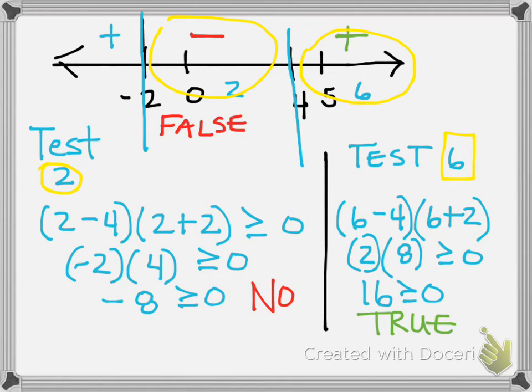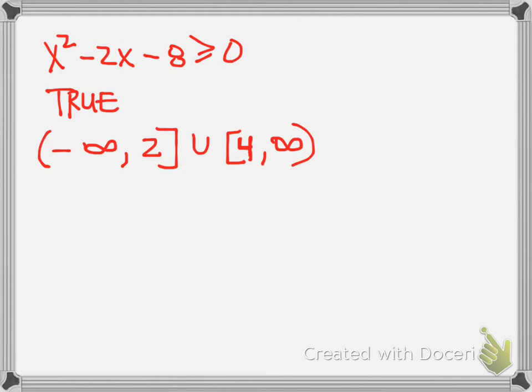On the next page, this is how you write it. These are the places where it was true, where it was greater than or equal to 0. From negative infinity to negative 2, and from 4 to infinity. And the reason I'm including those endpoints is because this is greater than or equal to. The equal to is why I drew a box here.